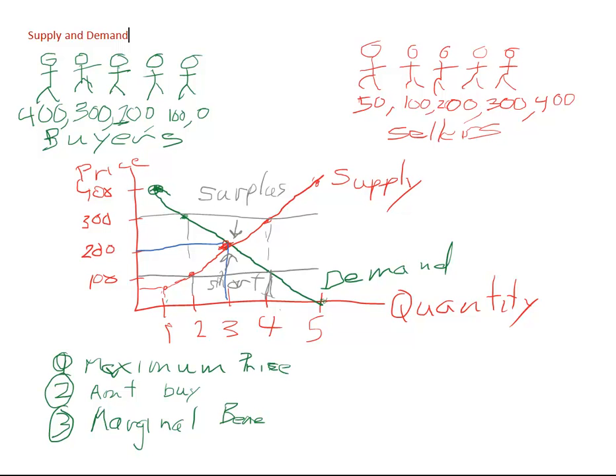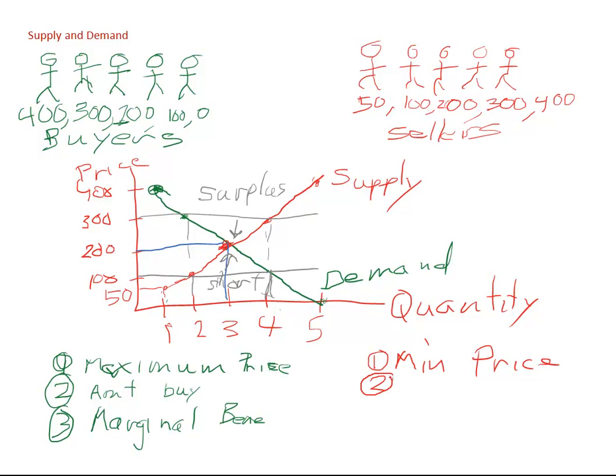And over here, the supply curve, number one, shows the minimum price. So this person, we already said, if it's below 50, he doesn't want it. He won't sell it to you. For the second one, you've got to give him at least $100.